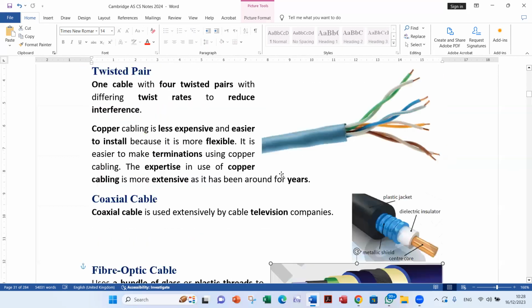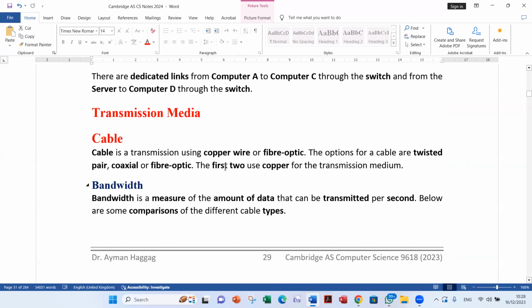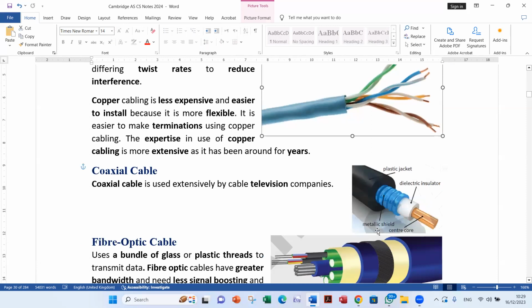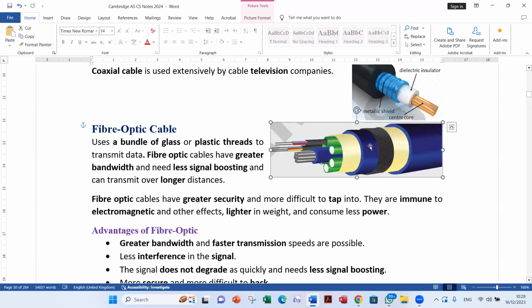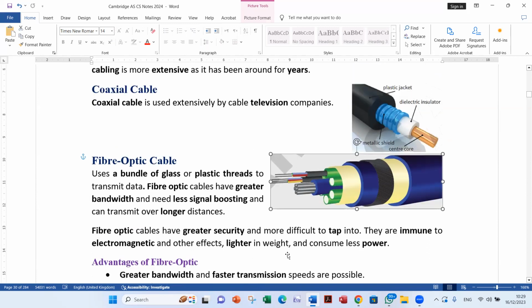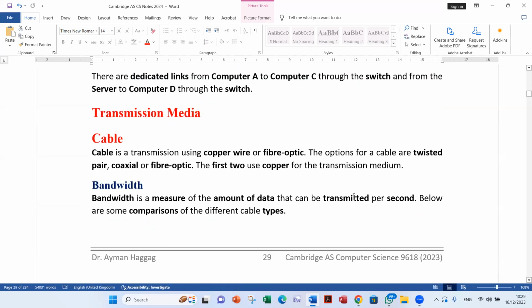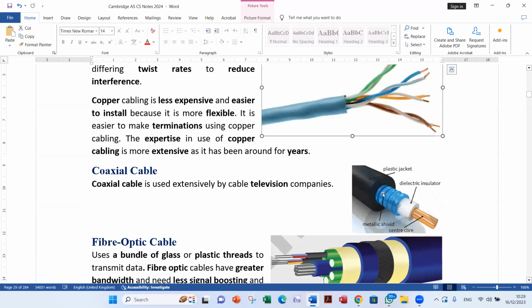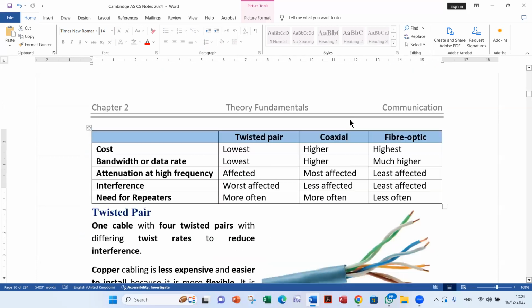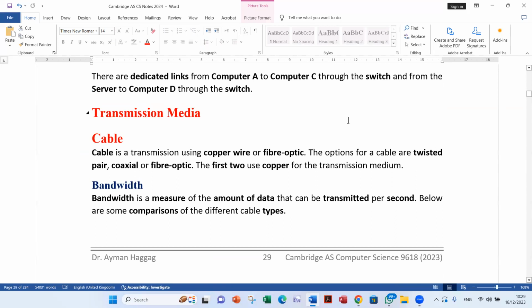So let us study a comparison. A cable is a transmission media using copper or fiber optic. This is copper and this is copper. This is glass fiber optic that transmits data using light pulses. The options for cables are twisted pair, coaxial, and fiber. This is twisted pair, this is coaxial, and this is fiber. The first two use copper for the transmission media. The last one uses light and material made of glass for transmission media.